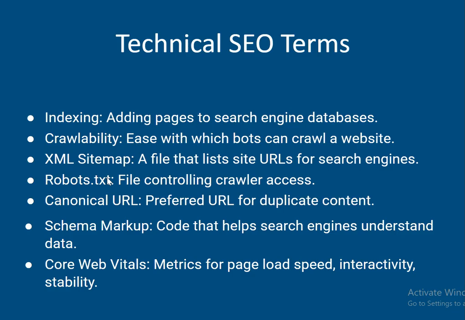It tells search engine crawlers which pages they are allowed to crawl and which ones they should avoid. Next one is canonical URL. This one helps prevent duplicate content issues. It tells search engines which version of a URL should be considered the main or preferred version for ranking.